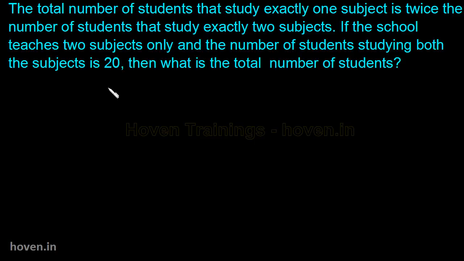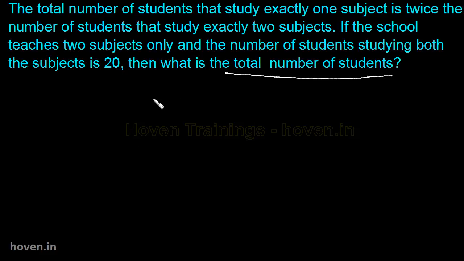This is a very scary question. The total number of students that study exactly one subject is twice the number of students that study exactly two subjects. If the school teaches two subjects only and the number of students studying both the subjects is 20, then this is what is required: the total number of students.